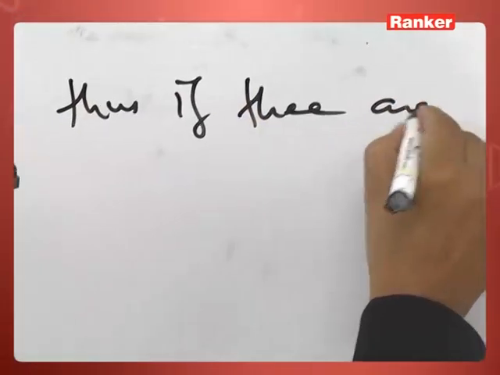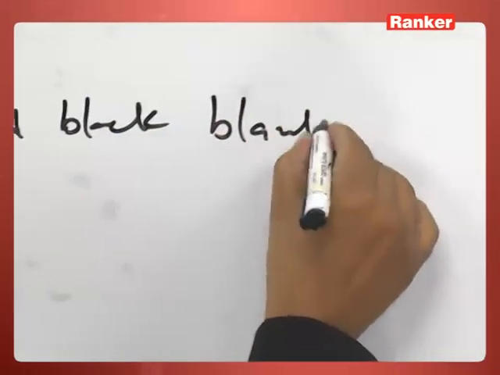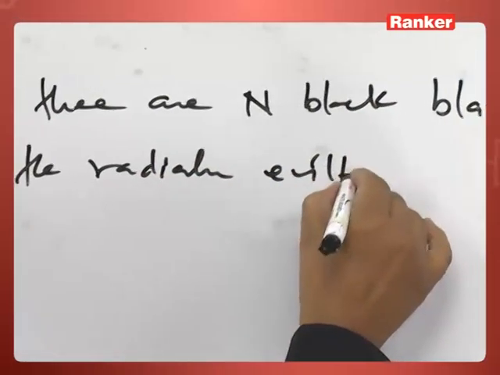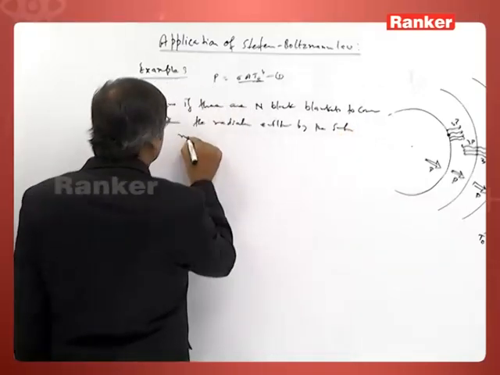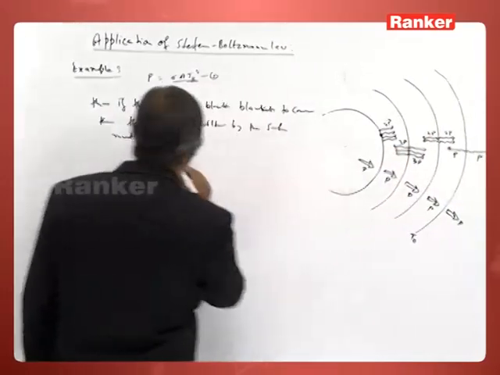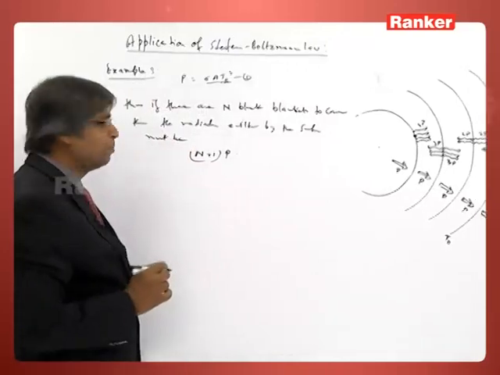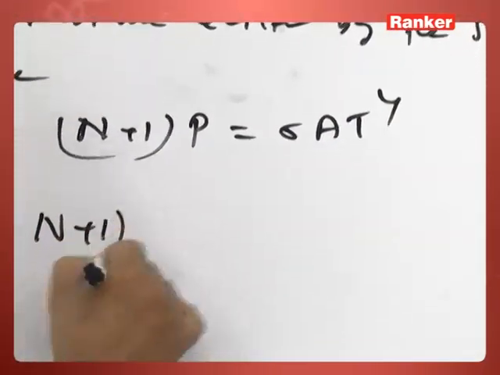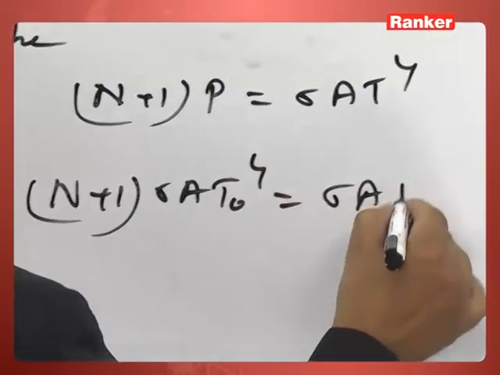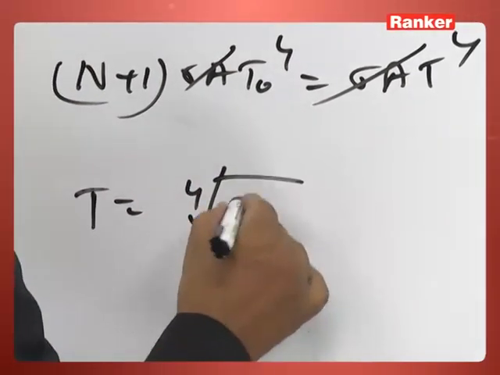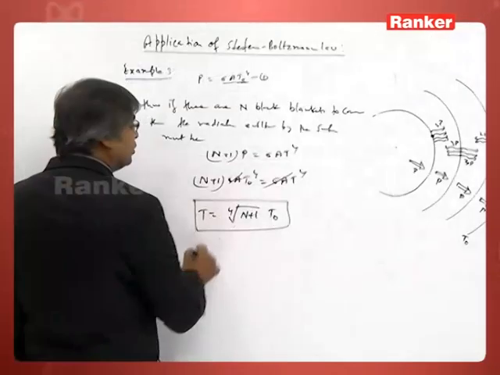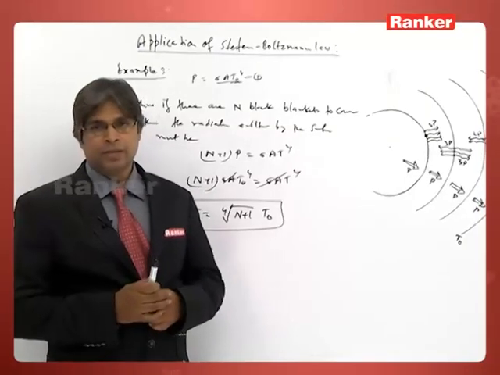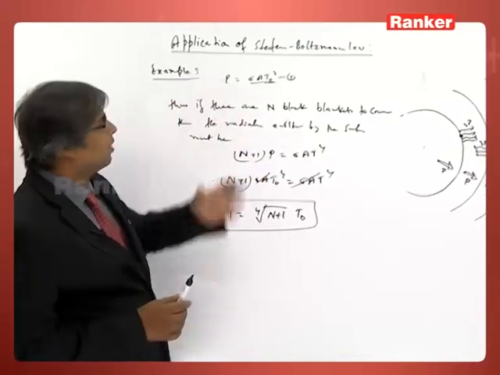So thus, if there are n black blankets to cover, then the radiation emitted by the surface must be how much? This is 4P, so it is n plus 1 times P. This is the total emission rate of the radiation emitted by this. That is equal to sigma A T to the power 4, and n plus 1 times P means n plus 1 times sigma A T naught to the power 4. Sigma A cancels. So T becomes the 4th root of n plus 1 times T naught. This is the new temperature of the surface of the space probe if we cover it with n black blankets. So you see, these are the different types of problems and usages of our Stefan-Boltzmann law.